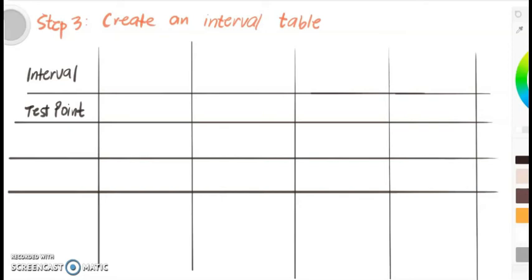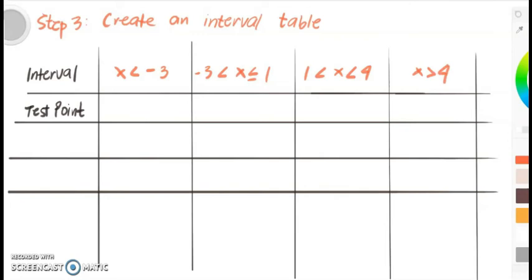So we have this very systematic interval table where we have the intervals as columns. The intervals we obtained in the previous step were x strictly less than negative 3, x greater than negative 3 but less than or equal to 1, x greater than 1 but less than 4, and x greater than 4.